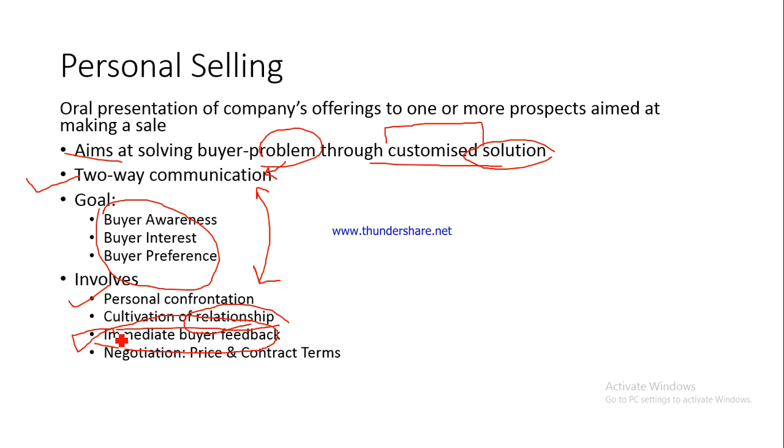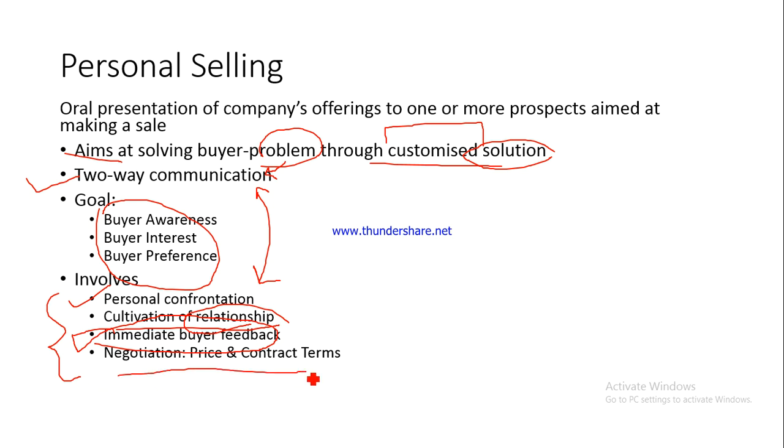So the salesperson would get immediate buyer feedback, and naturally this would help him in improving his presentation, because according to this feedback of the buyer, the salesperson can then customize his presentation also, and can suggest the best solution for the problems that the buyer is facing, for the needs that the buyer has. So immediate feedback is also one very important feature of personal selling. So these all are basically attributes of personal selling, and you should be able to answer this question if it comes in this particular fashion. What are the attributes of personal selling? So you have to actually mention these aspects only.